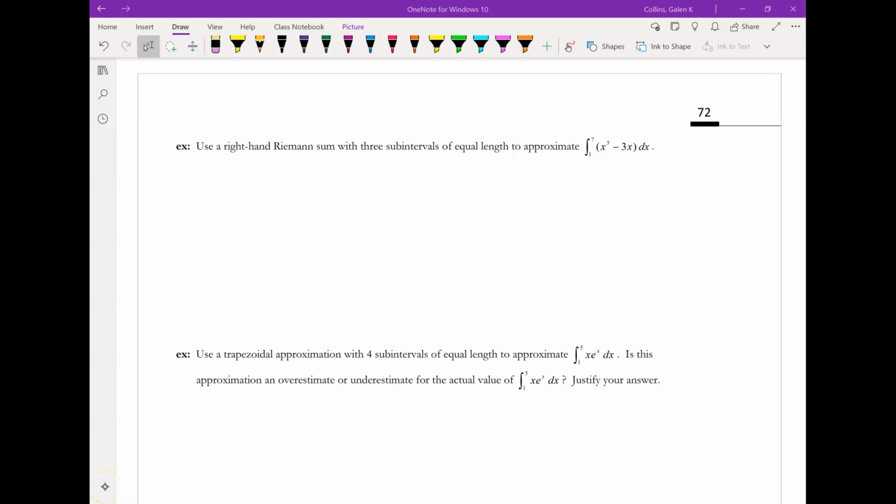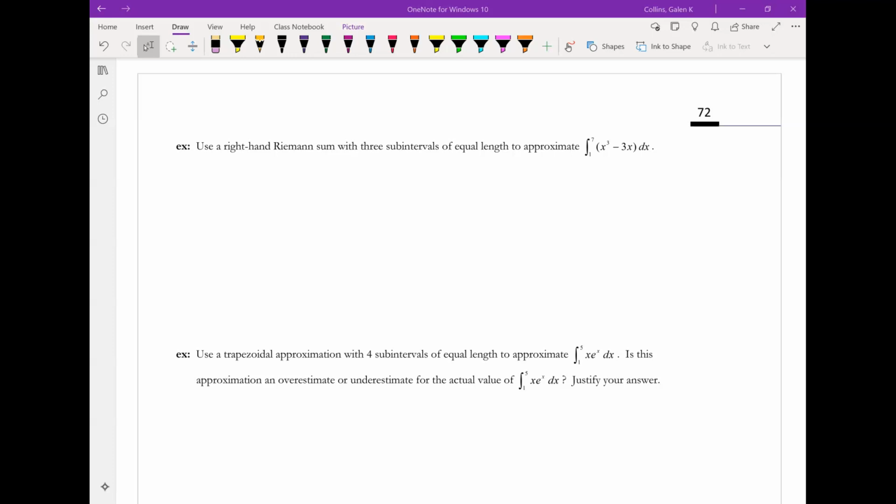So for the example at the top of page 72, we are asked to use a right-hand Riemann sum with 3 subintervals of equal length to approximate the definite integral of x cubed minus 3x from 1 to 7. Our goal is to work these examples without using a graphing device, but to understand what we're doing, it'll be really helpful to also look at the graph.